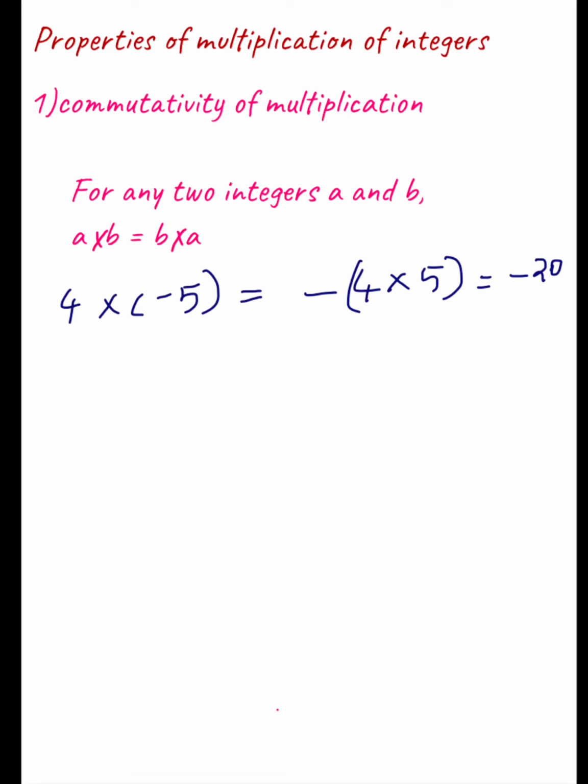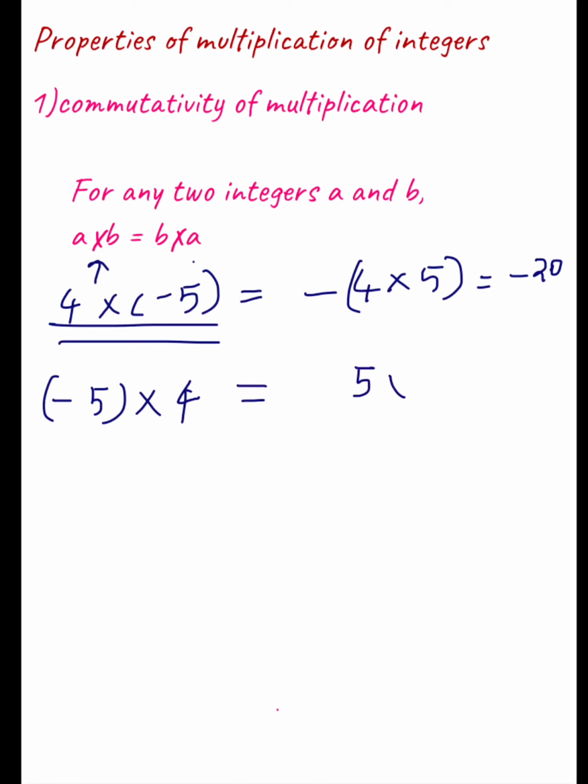So we have done a into b. Now the next thing is b into a, that is minus 5 into 4. Just exchange the numbers. Now what will be minus 5 into 4? Same. You need to multiply them as whole numbers and put the negative sign. What is 5 into 4? It's again 20, and put the negative sign. So here also minus 20 and here also minus 20. That means a into b equal to b into a. So you can say multiplication is commutative for integers. Understand? You can take any other example and check.